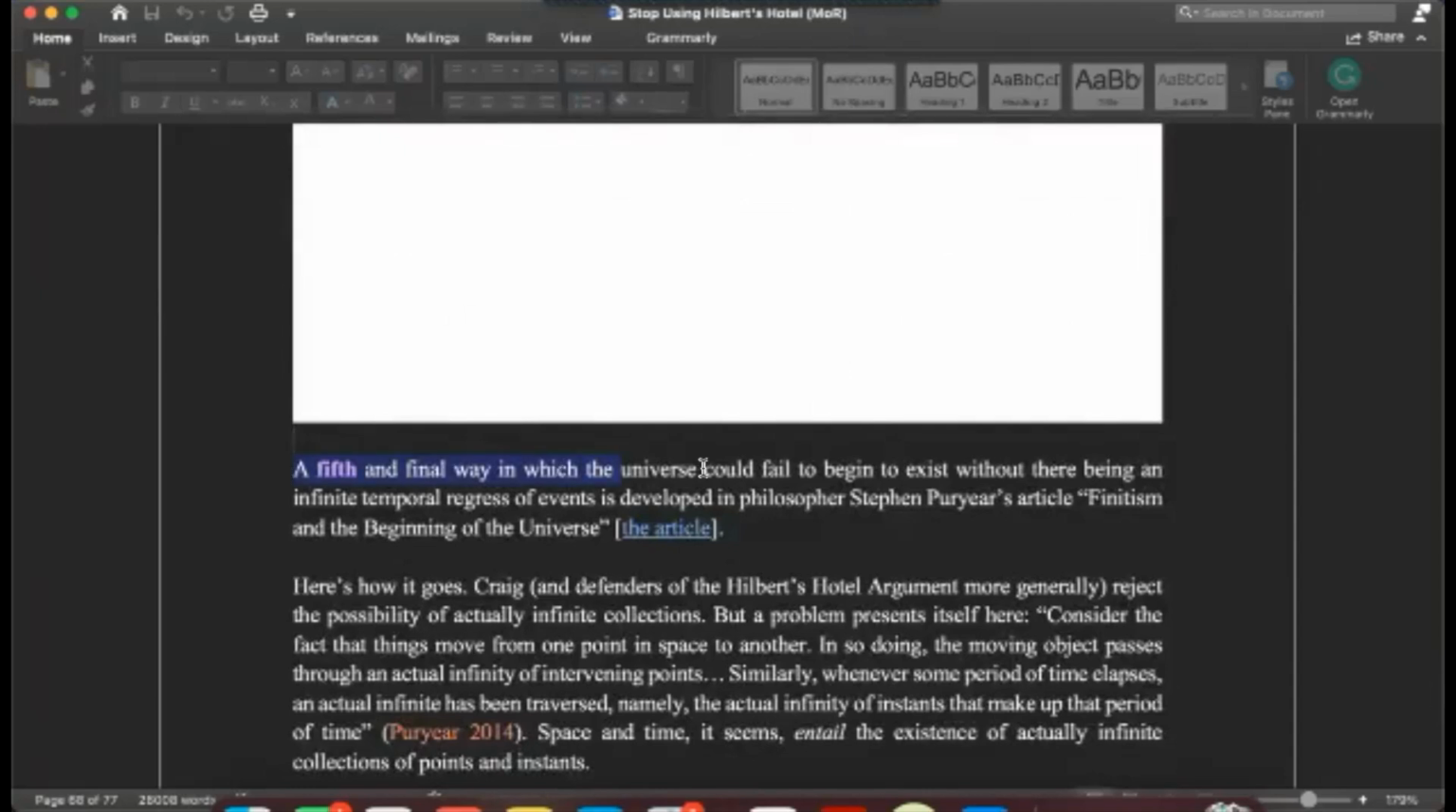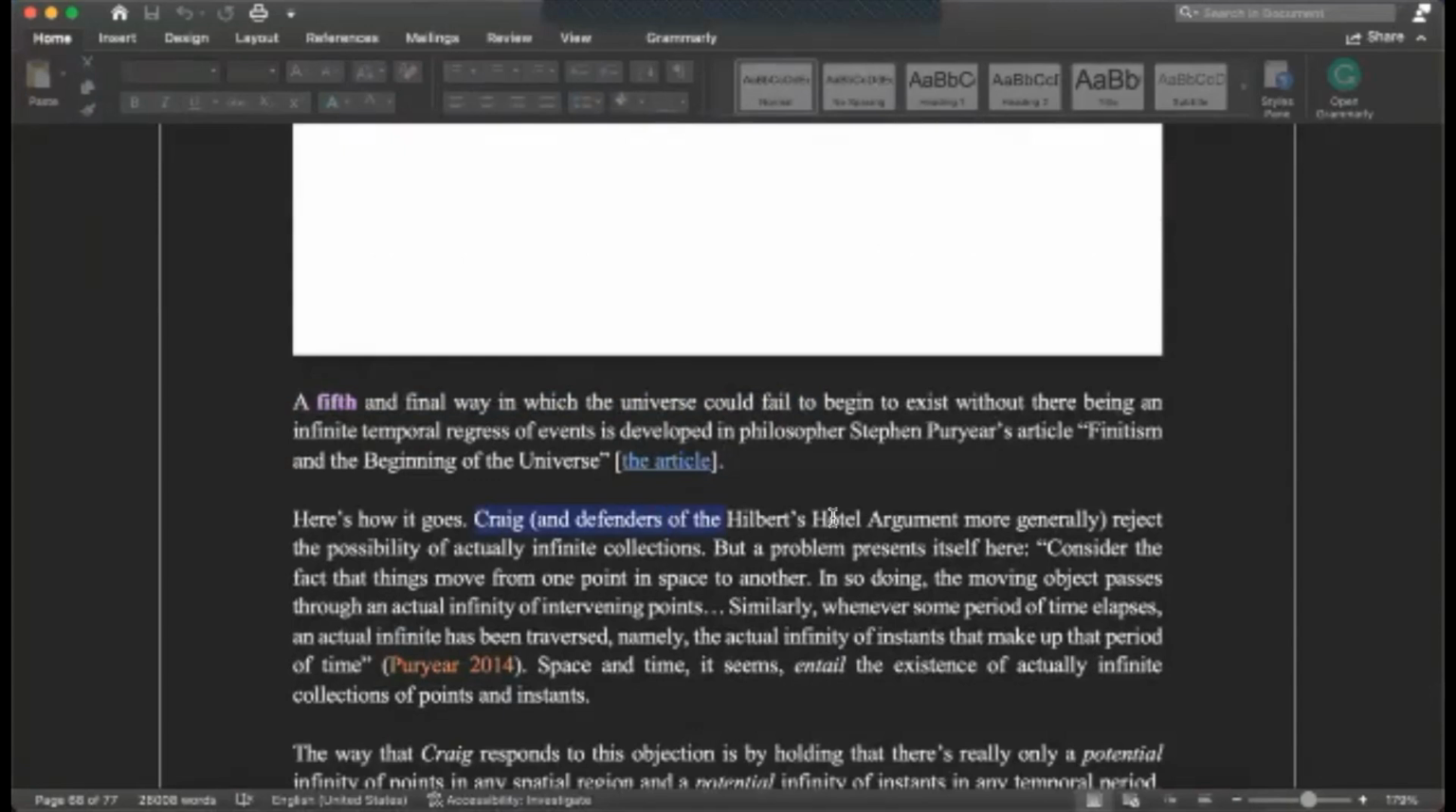A fifth and final way in which the universe could fail to begin to exist without there being an infinite temporal regress of events is developed in philosopher Stephen Puryear's article, Finitism and the Beginning of the Universe. Here's how it goes. Craig and other defenders of the Hilbert's Hotel argument more generally reject the possibility of actually infinite collections. But a problem presents itself here. Consider the fact that things move from one point in space to another. In so doing, the moving object passes through an actual infinity of intervening points.